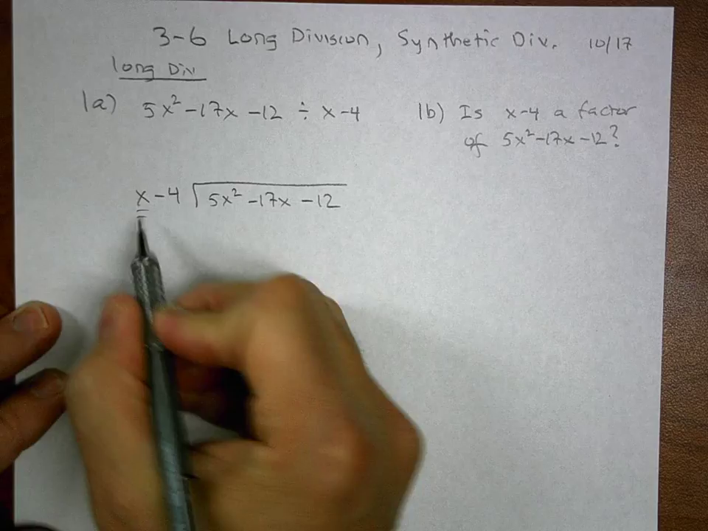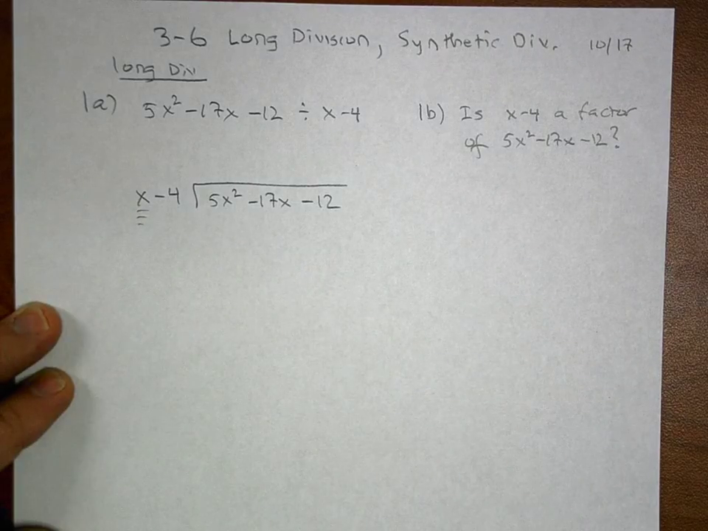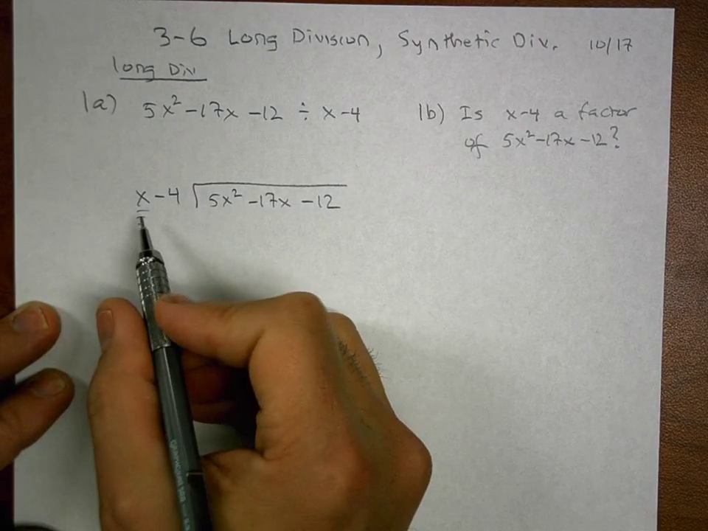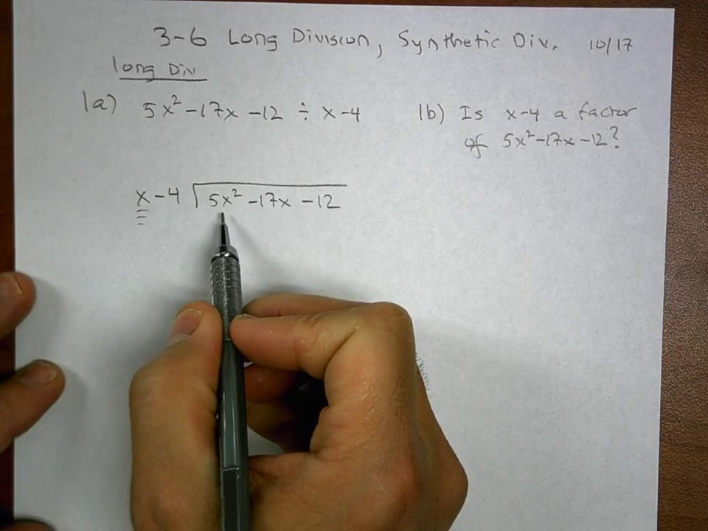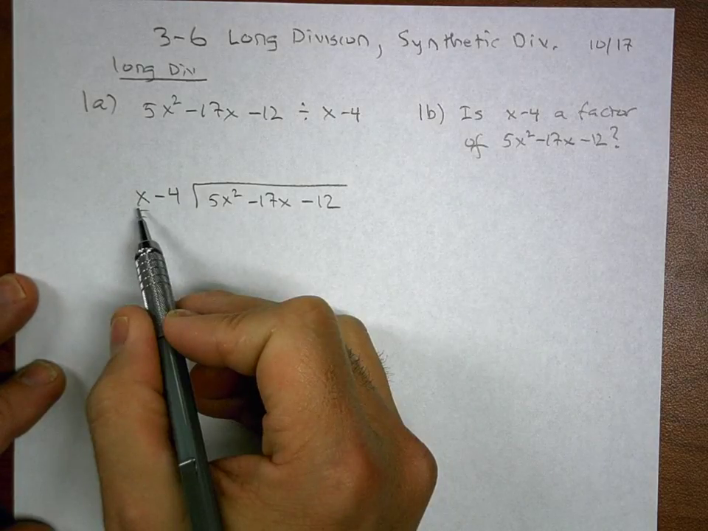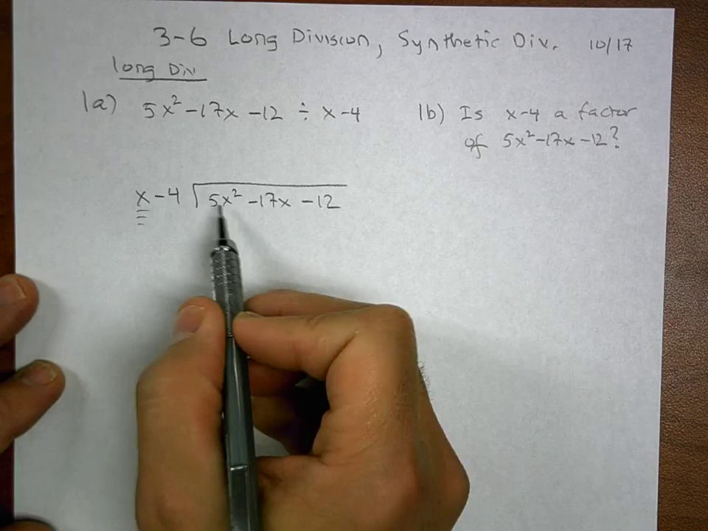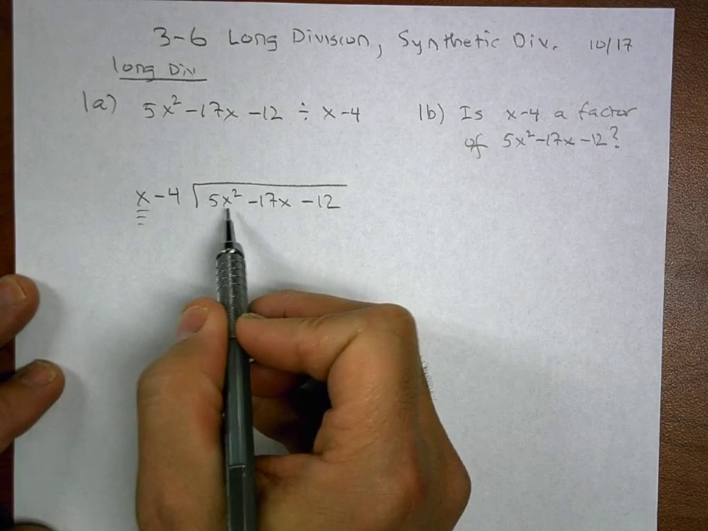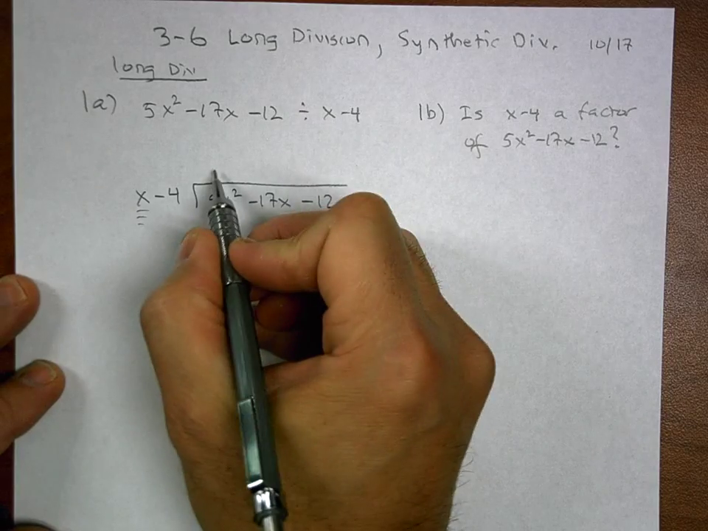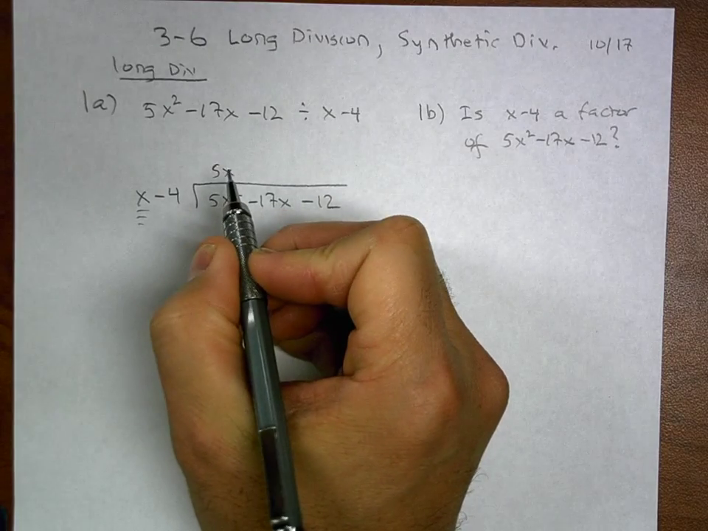Okay, so this is what we do. So we look at our variable there. I'll just kind of underline that. So we're looking at x. That's what we're going to divide into this first thing, 5x squared. So basically, what do you have to multiply x by to get 5x squared? An x and also a 5. Okay, so it goes in there 5x times.